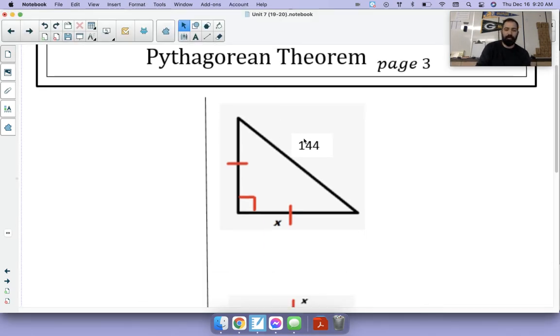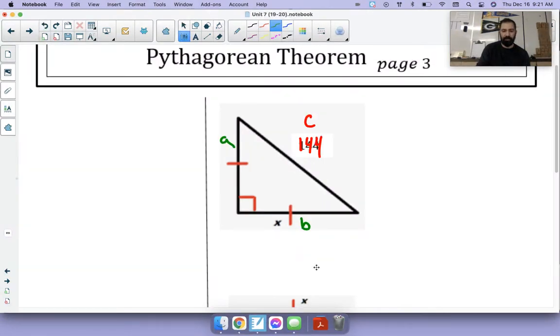We have 144 on the hypotenuse. Notice that this is our longest, our slanted side, so it is our hypotenuse. 144, that is our c. What do these little red lines mean? Those little red lines mean that side A and side B, or side X, are the same length. They denote that they are the same thing. So what does this side length equal currently? If this one's X, this one also has to equal X.